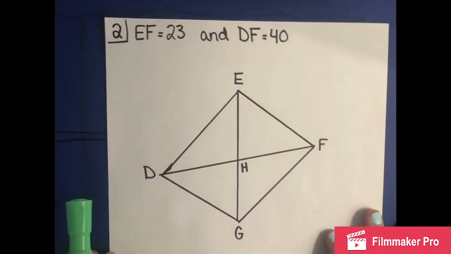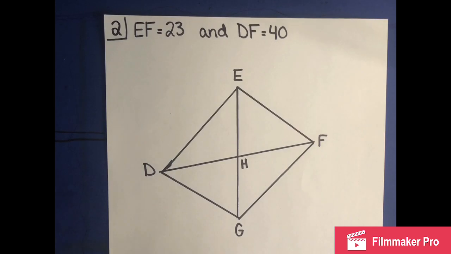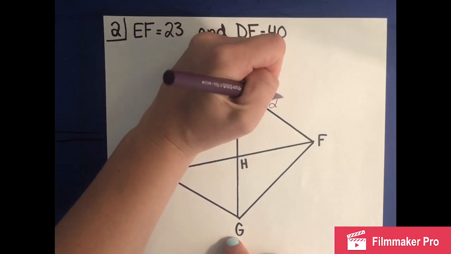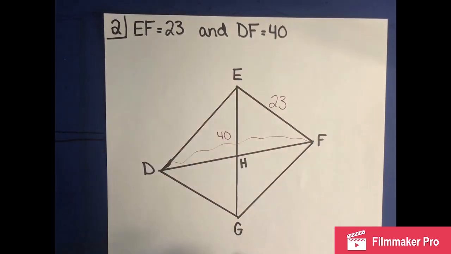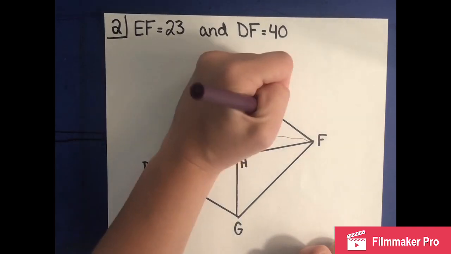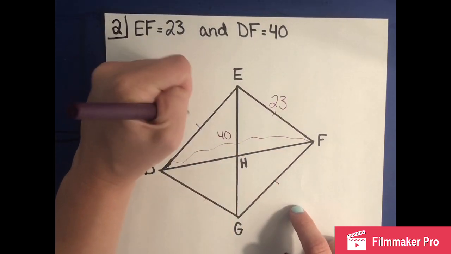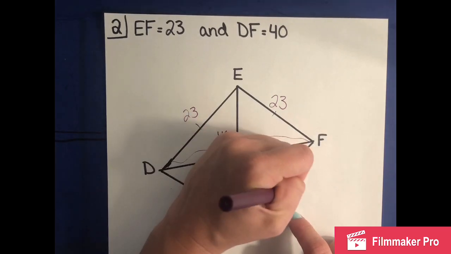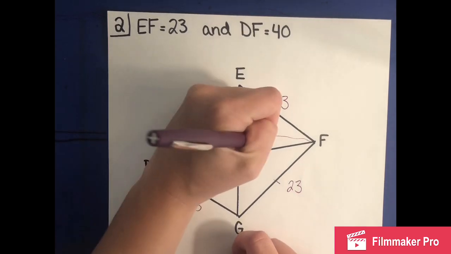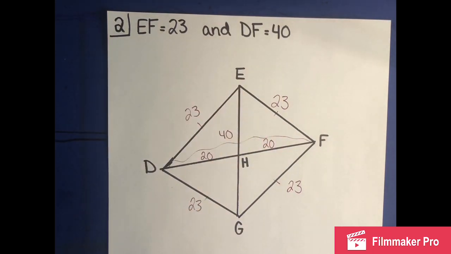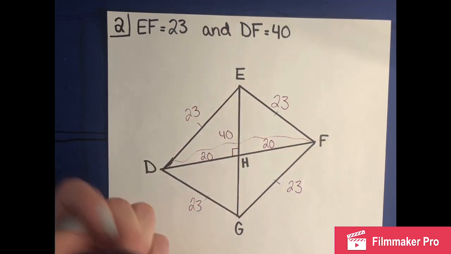Looking at my first practice problem, it says EF is 23, DF is 40, okay? And we know on the outside, these are all the same if it's a rhombus. So this is 23, this is 23, this is 23, okay? The other thing that we know is that this gets bisected, so each of these is going to be 20, okay? What else do I know? That's really it for right now. I do have these right angles in the middle, and that's awesome.